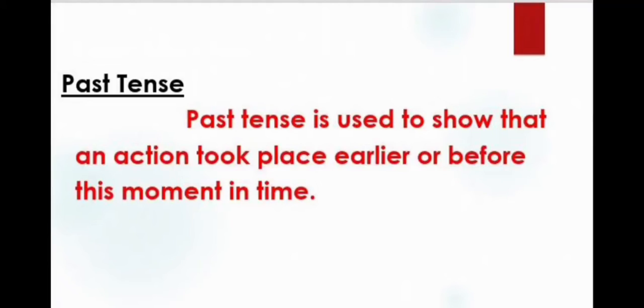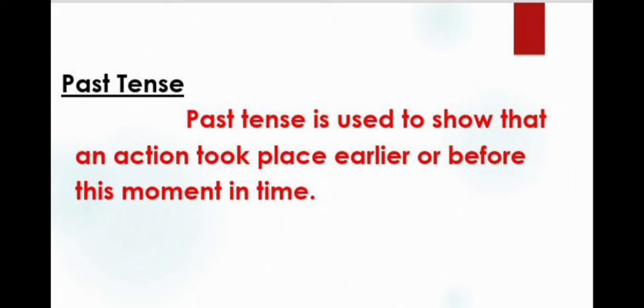Past tense is used to show that an action took place earlier or before this moment in time. Children, the past tense is used to talk about something that started and finished at a definite time in the past. The past tense is a grammatical tense whose function is to place an action or situation in past time. In languages which have a past tense, it thus provides a grammatical means of indicating that the event being referred to took place in the past.